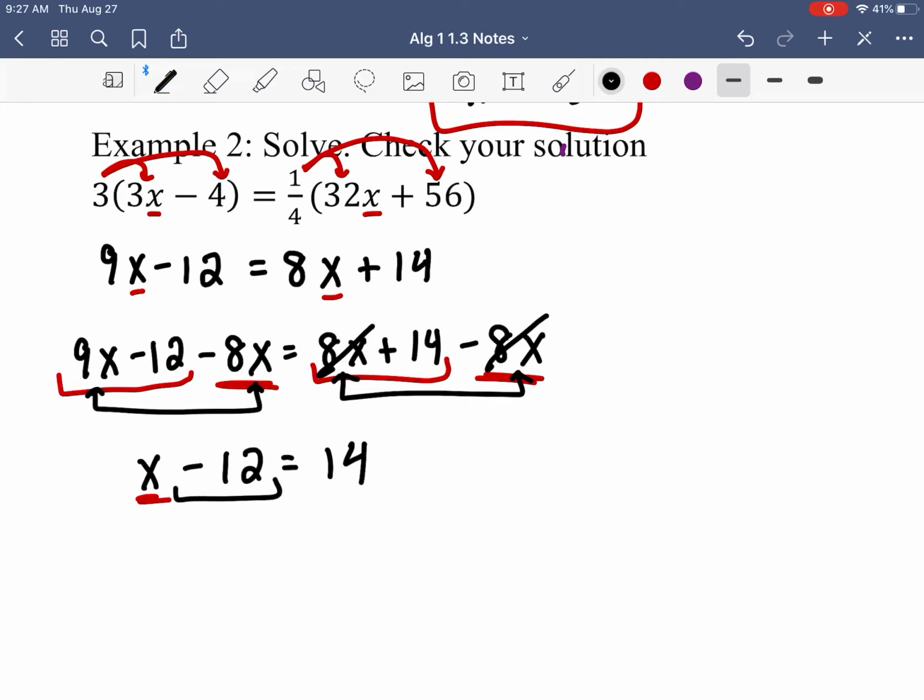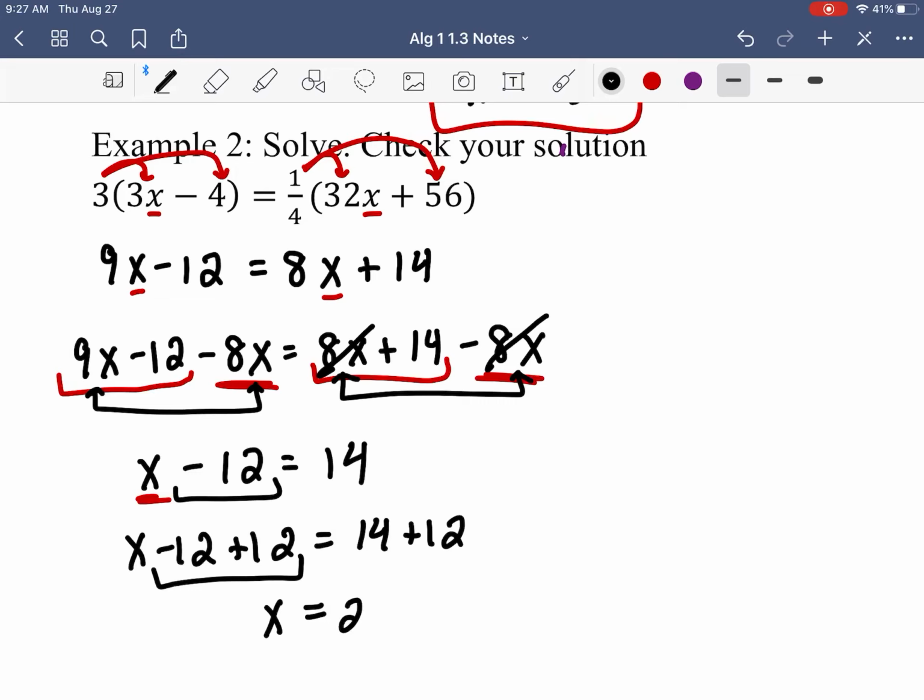So to get that by itself, there's a subtract 12, so I would need to add 12 to both sides. So my subtract 12, my add 12, those are going to add to 0. 14 plus 12 is 26.